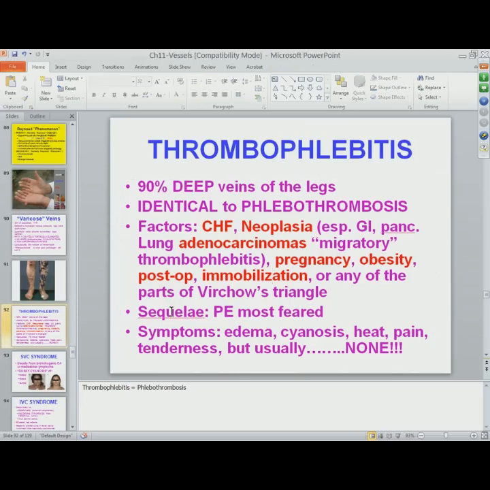The most feared sequela, of course, of a thrombosis of a deep vein of the leg or deep vein of the pelvis is a pulmonary embolism. We'll be dealing with that separately.